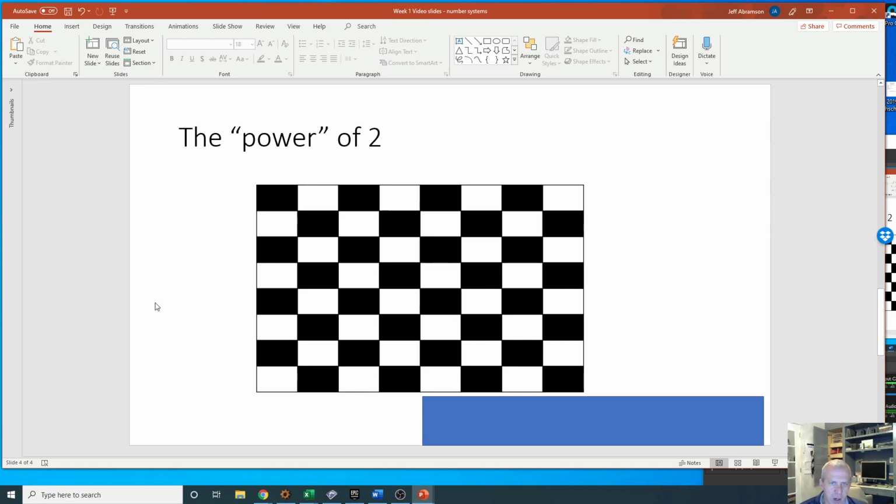And so this is a chessboard. For those of you that aren't familiar with chess or checkers, it's a 64-square board. It's got 8 rows and 8 columns, and it alternates between 2 colors, usually black and white.